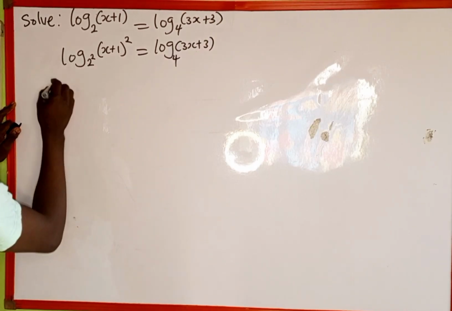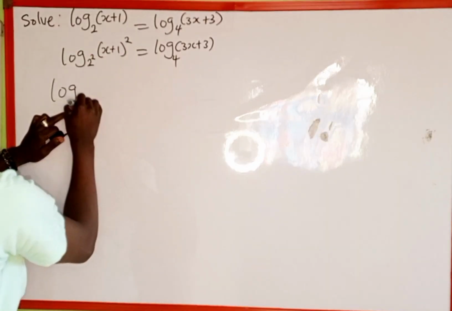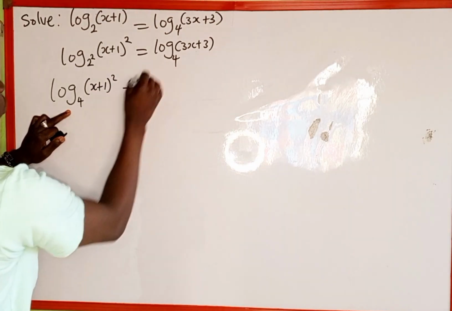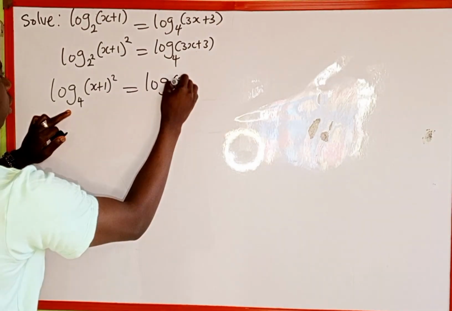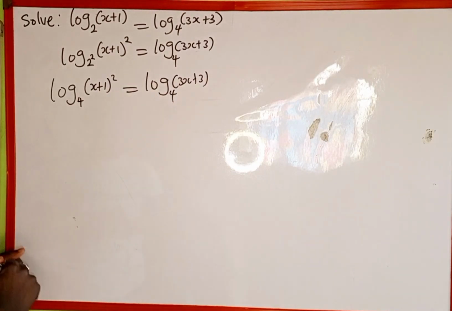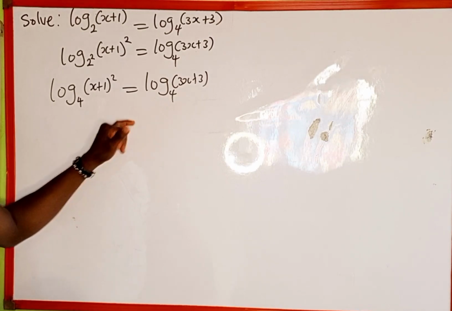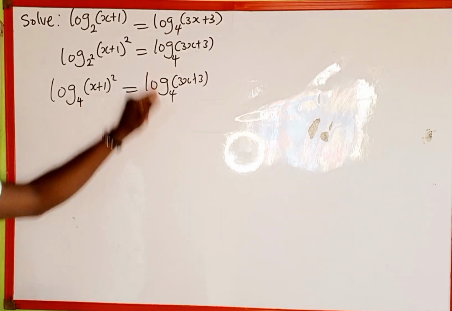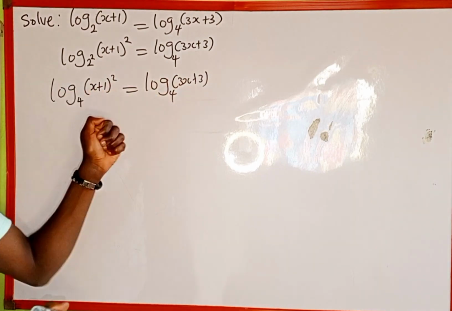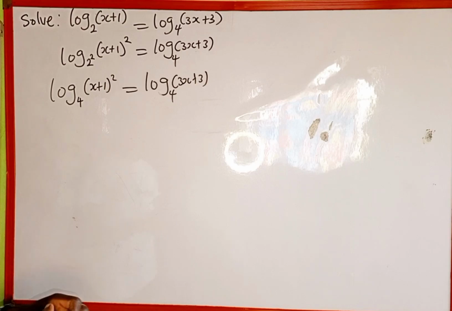Now we're going to simplify this. This is going to be log of 2 to the power 2, which is the same as 4, then x plus 1 raised to the power of 2, which is equal to log of 3x plus 3 then to the base of 4. The next thing we're going to recall is that if log to the base 4 of the same number and there's an equality sign, that means the two terms in the bracket are also the same. We just cancel out the log, then we equate these two terms in the bracket.